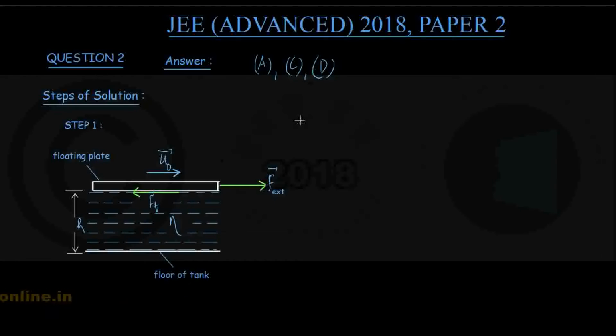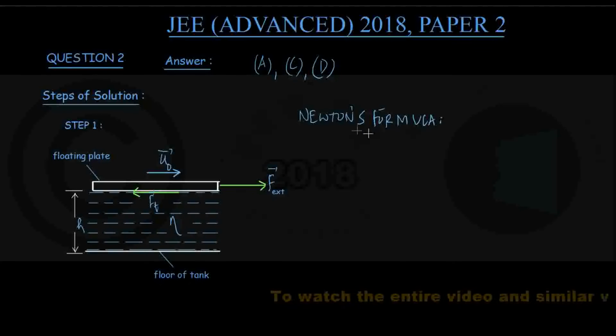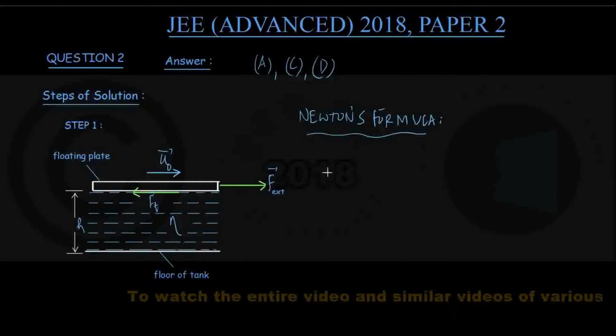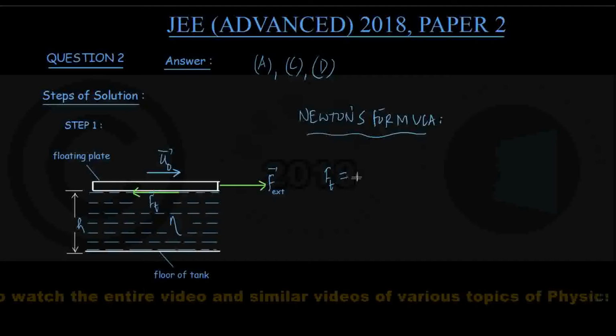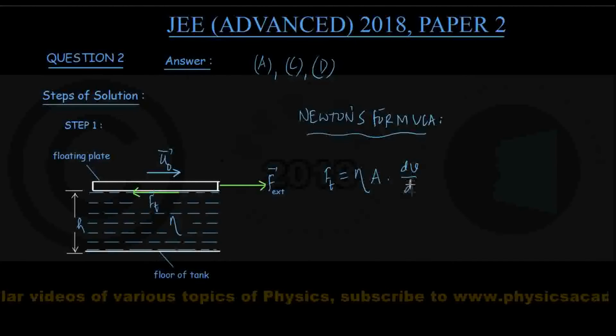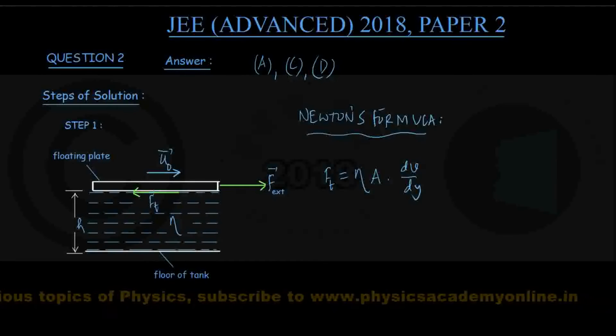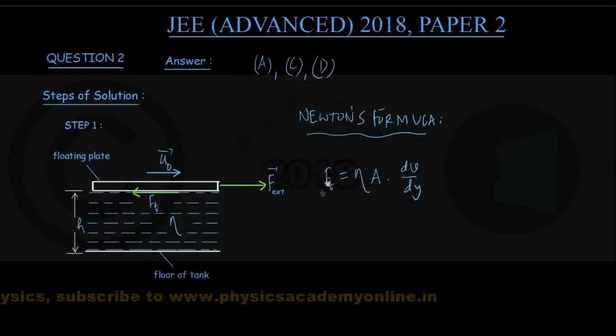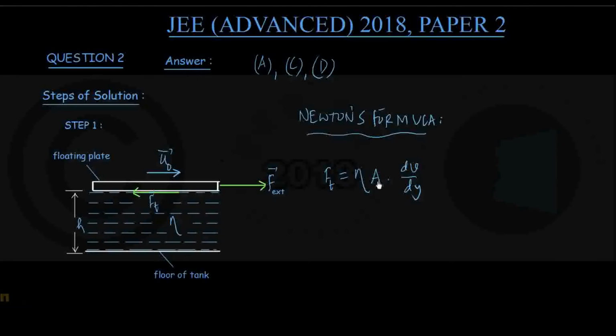We have this Newton's formula, let me write it. Newton's formula for laminar viscous flow. Ft is equal to eta into A into dV/dy in the exact form. I'll explain it. Here Ft is of course viscous force acting tangentially on this plate opposite to its motion. Eta is viscosity coefficient of the liquid. A is the area of the bottom face of this plate.